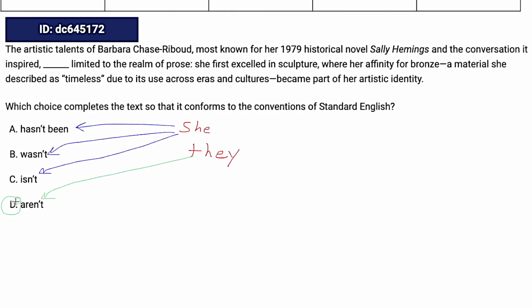You'll have a couple of answers that work for each. And just to show you in context how this ends up working, our subject is the artistic talents. So we have a plural subject, talents, and then we would say the artistic talents aren't.